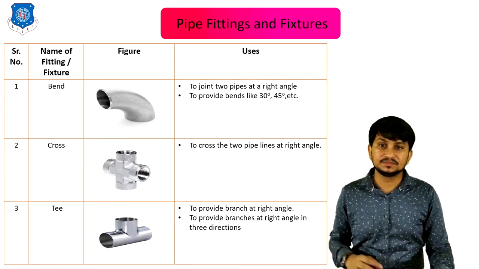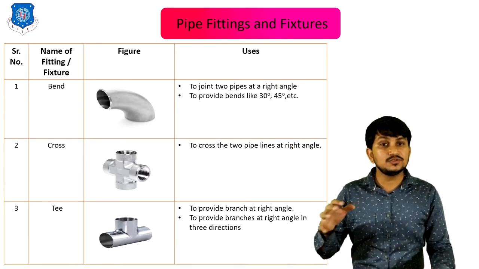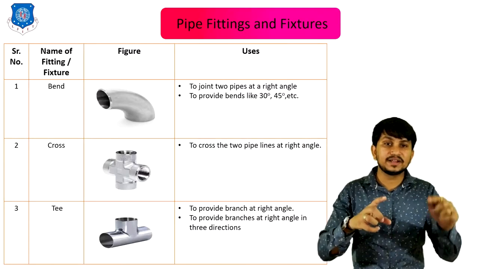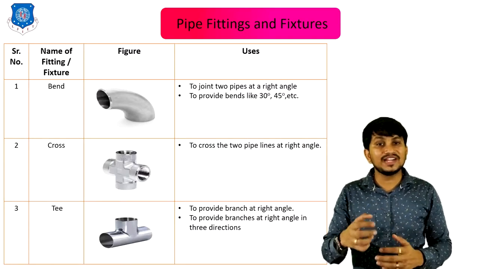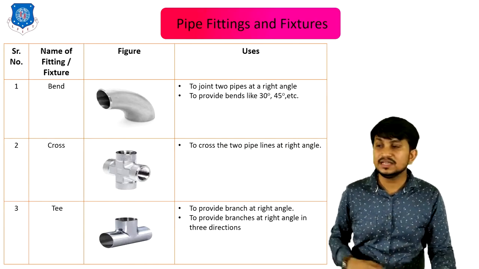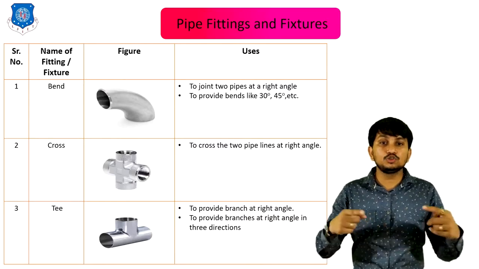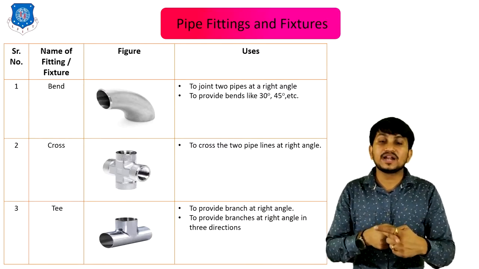First is bend. You can clearly see what is bend in this figure also. It is used to join two pipes at right angle. It is used to provide bends like 30 degree, 45 degree, etc. Second is cross fixture. It is used to cross two pipes at right angle.